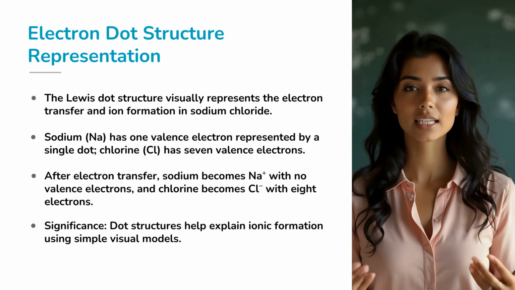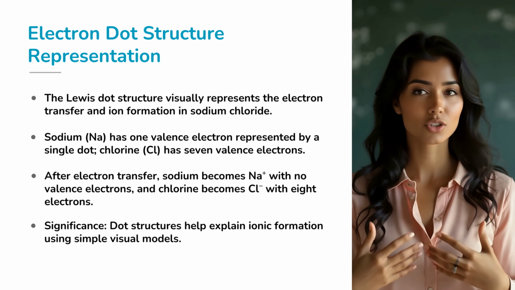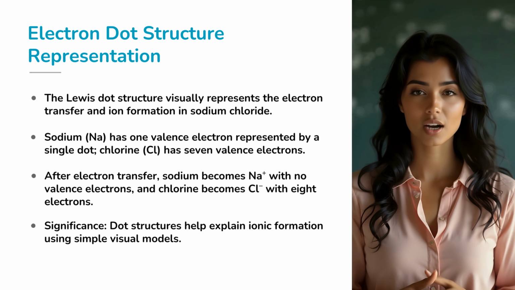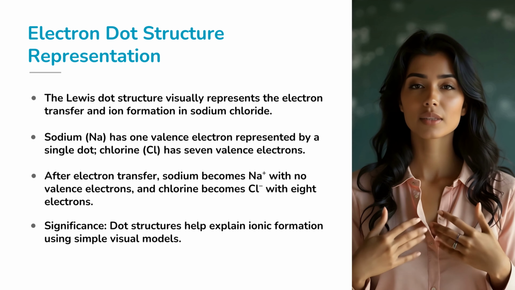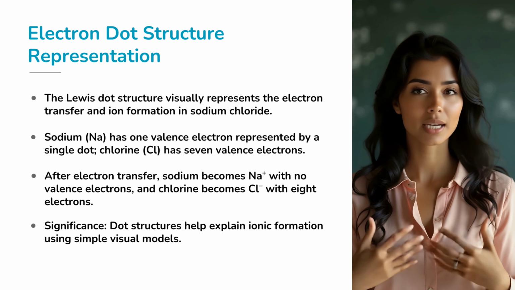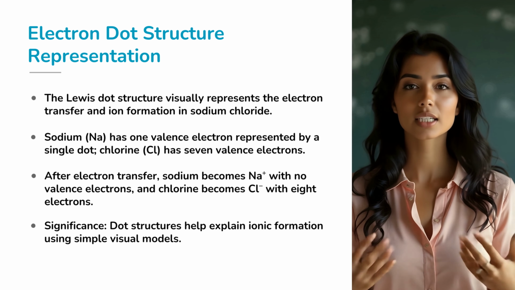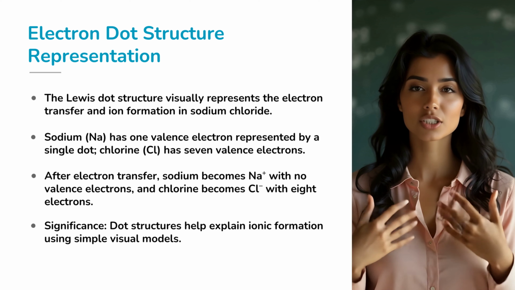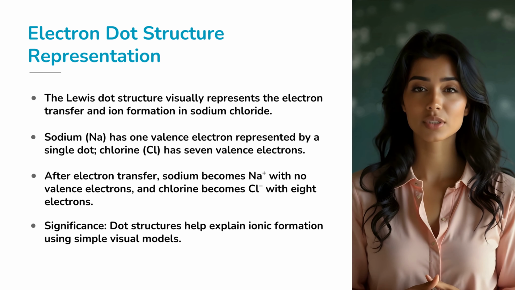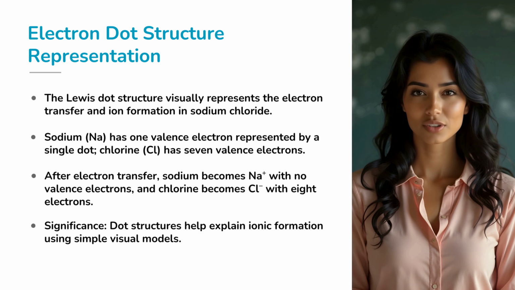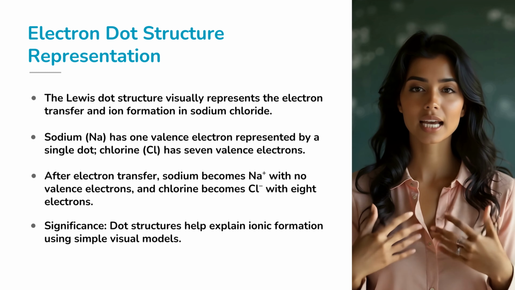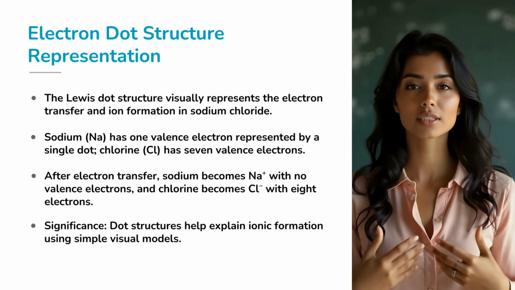Sodium has one valence electron, which we represent as a single dot. Chlorine has 7 valence electrons, shown as 7 dots around the symbol Cl. When sodium donates its electron to chlorine, the dot from sodium shifts to chlorine, making it 8 dots around Cl, indicating a full octet. After the transfer, sodium becomes a positively charged ion, represented as Na with a superscript plus and no surrounding dots. Chlorine becomes a negatively charged ion, represented as Cl with a superscript minus and 8 dots.